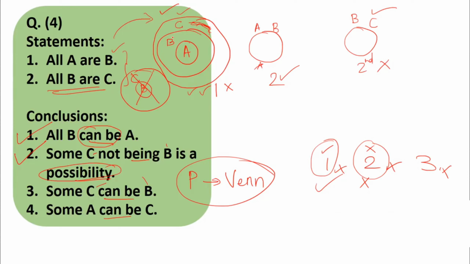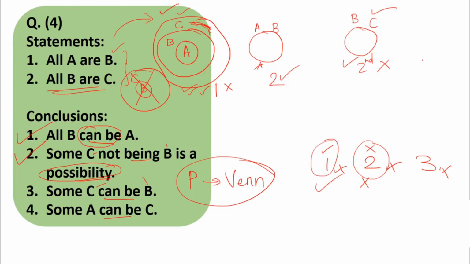In the first diagram, what do we see? It is given some C can be B. Yes, B is inside C, so some of the C can be B. This holds true over here. This conclusion is possible over here. In the second diagram, some C can be B. Already the entire C is B, so some part of C is already B. So the conclusion holds true over here also. The conclusion is possible here also.